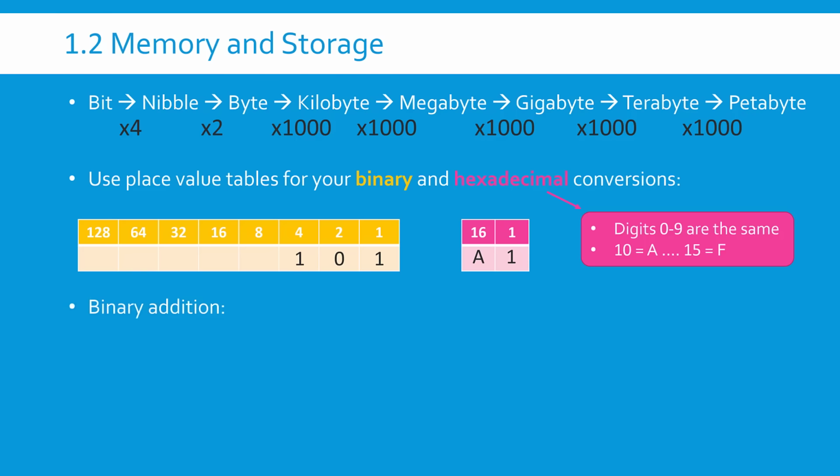Binary addition is the exact same as normal addition except for 2 key rules. 1 plus 1 would be 0, carry 1. So you carry a 1 into the next column, going right to left.